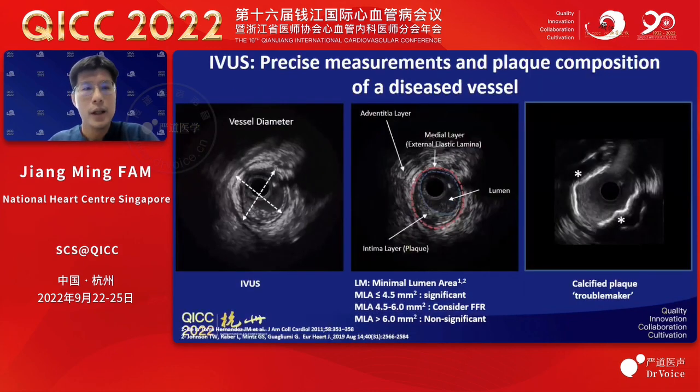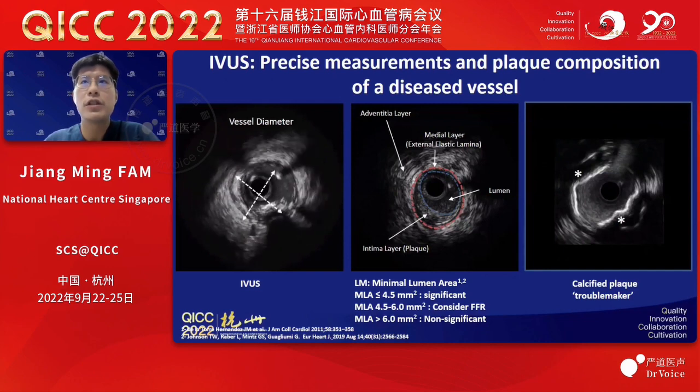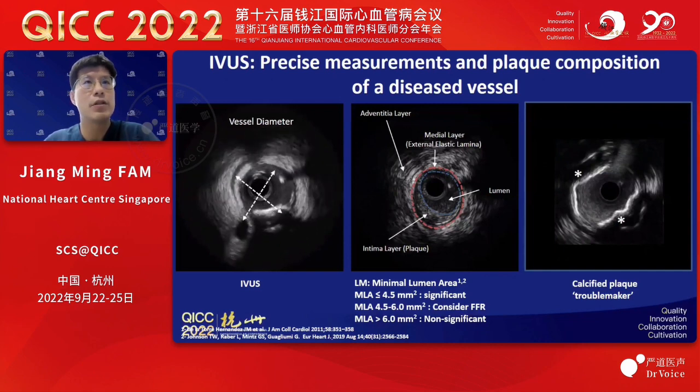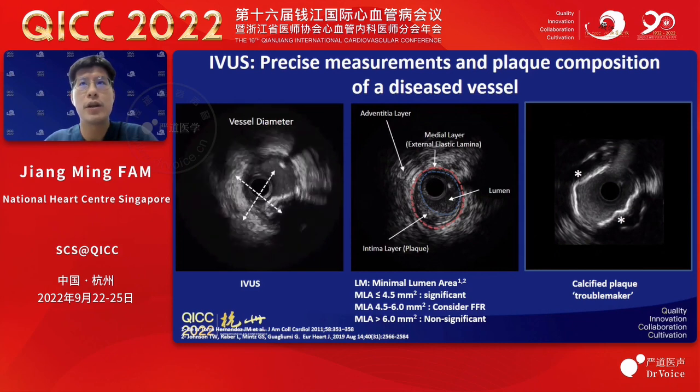Now, an example of IVUS pullback is shown here. IVUS-derived minimal lumen area, as seen in the central panel, allows operators to objectively determine if a lesion in a left main bifurcation, for example, is significant or not. We can also use IVUS to avoid troublemakers such as a calcified plaque, as seen in this right-hand panel. This will help us decide where to deploy the stent and determine the stent length and diameter.